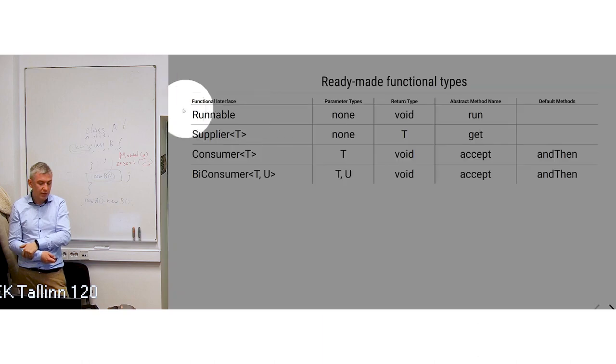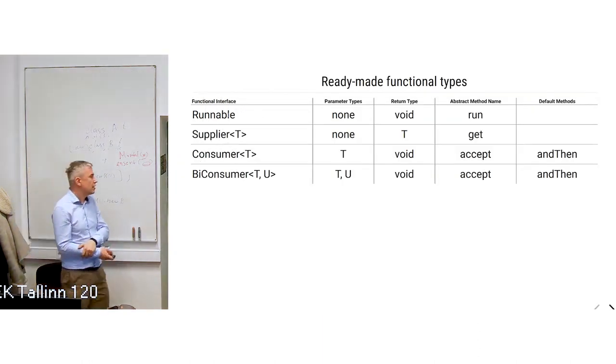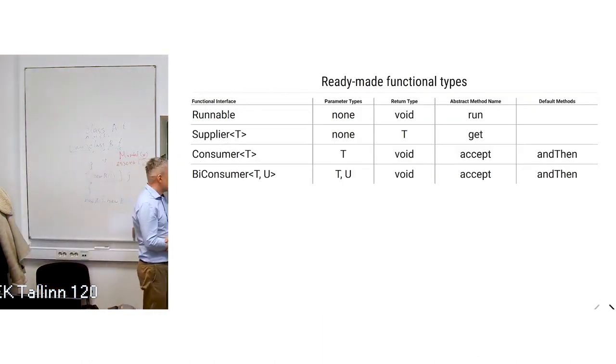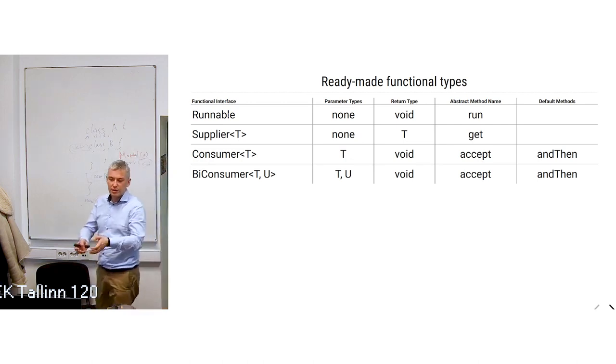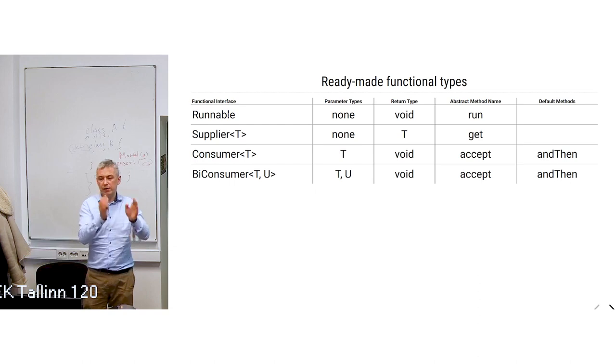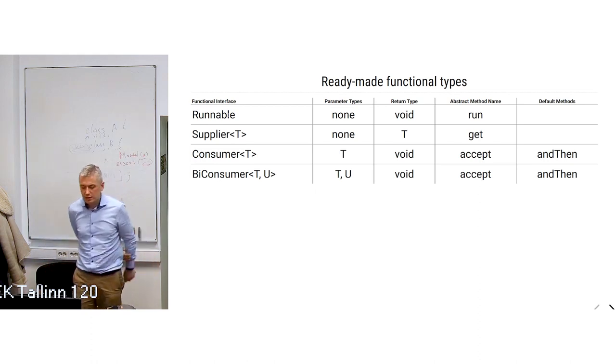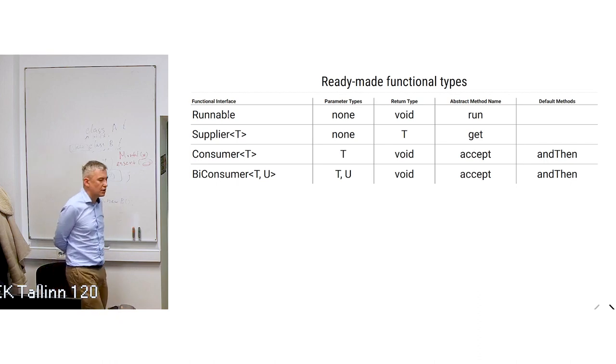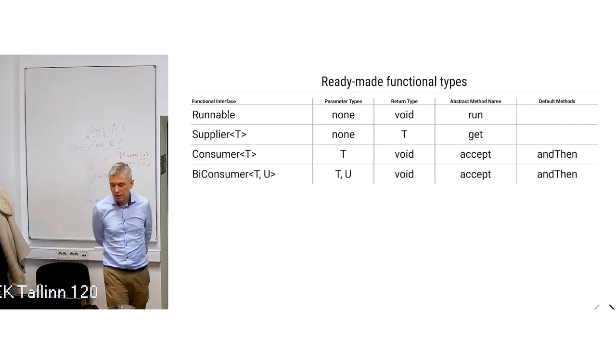First of all is Runnable. Runnable is used in libraries which are suited for concurrent programming, like please do something in parallel. Yes, I assign you some task, please do it in parallel. And you are just passing Runnable to it. So it doesn't accept any arguments, it doesn't return anything, it just does something.